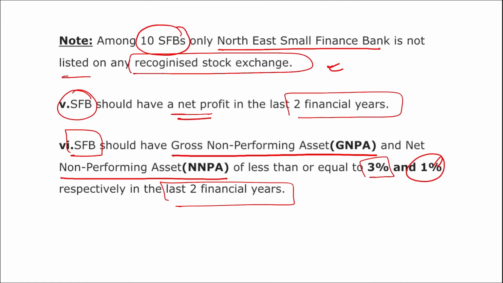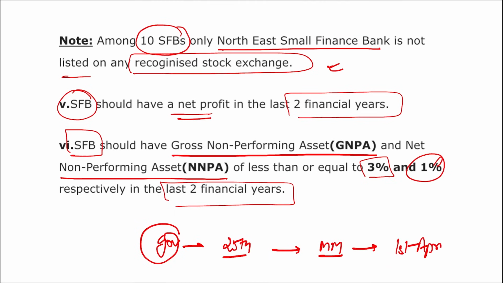Next, if we talk about RBI, who is the governor here? Shaktikant Das. He is the 25th governor of RBI, headquartered in Mumbai, Maharashtra, and established on 1st of April 1935.